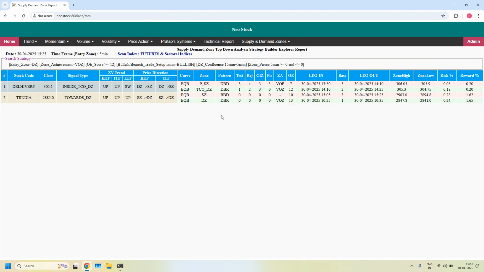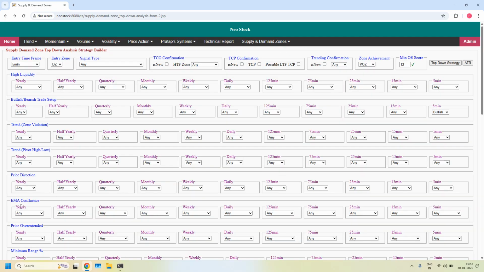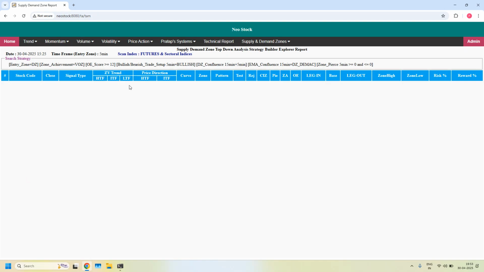So both are filtered. Out of 3, 2 are filtered. Let's check if any of these 2, because the trend is up, has a 15 minutes demand zone with daily EMA confluence. So none of the stocks are having EMA confluence.